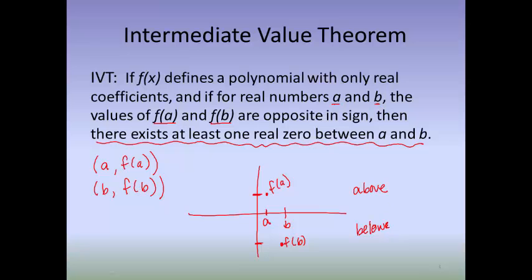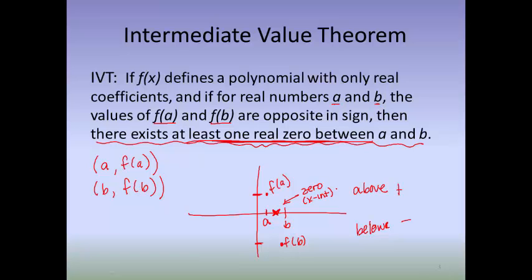What this says is if f of a and f of b have different signs, as in one is positive and one is negative, as in one is above the x-axis and one is below the x-axis. Now it could be reversed. I could have a negative then a positive, below and then above, but we're looking for them to be different signs. Then there must be at least one real zero between a and b. That means somewhere in between there must be a zero, an x-intercept.